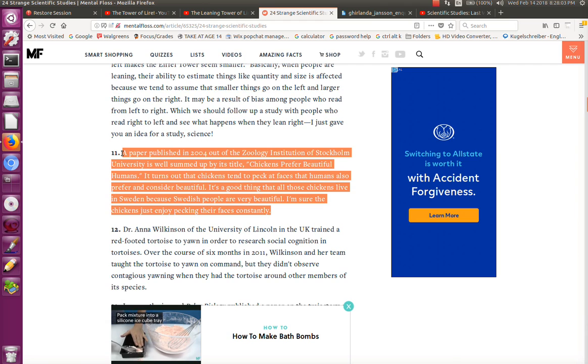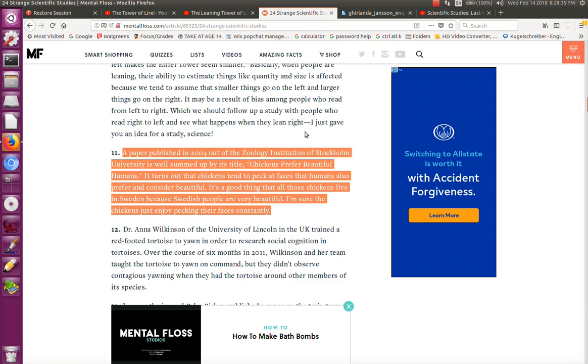It says a paper published in 2004 out of the Zoology Institute of Stockholm University is well summed up by its title, Chickens Prefer Beautiful Humans. That's a kind of weird title. It turns out that chickens tend to peck at faces that humans also prefer and consider beautiful. And then it goes on about Sweden. I was kind of thinking, okay, that doesn't seem right.